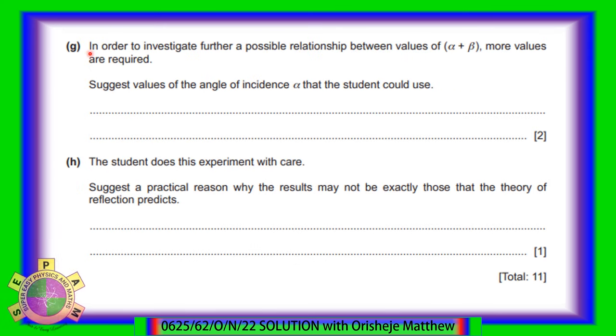Now, in order to investigate further possible relationship for the value of A plus B, more values are required. Suggest values of the angle of incident. I said this earlier, that the angle of incident should range between 0 and 90, but not higher. For every experiment, in order to find the average or plot the graph, you need at least 5 values. So just suggest values. So 20, 30, 40, 50, and 65.